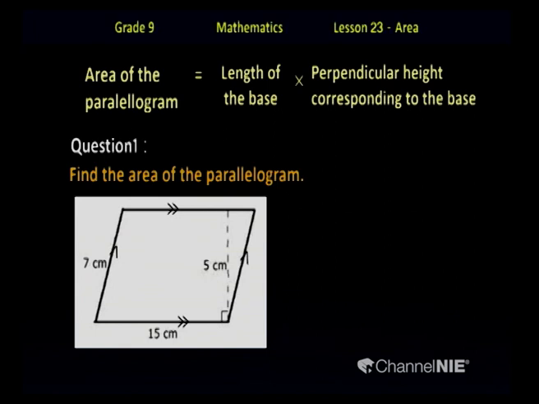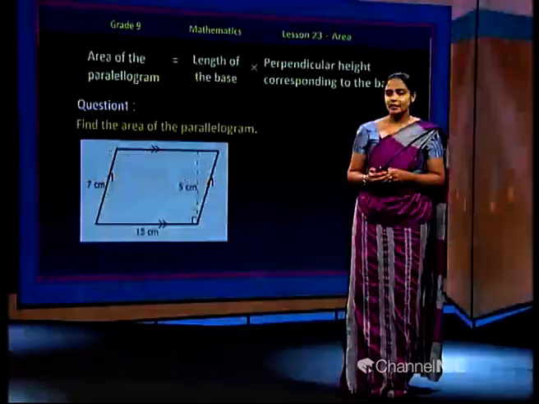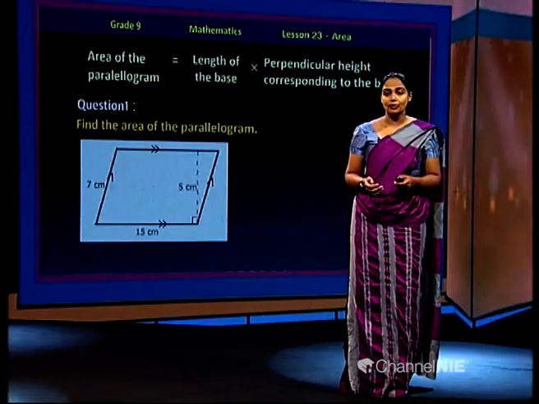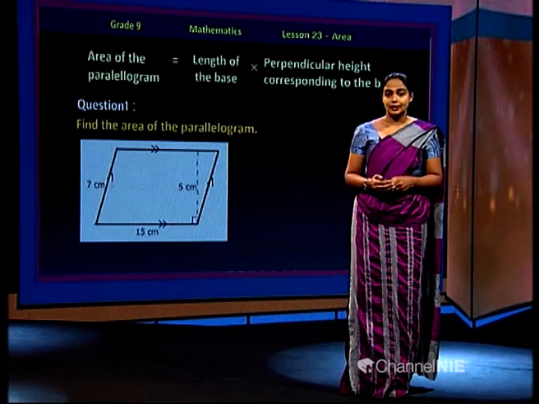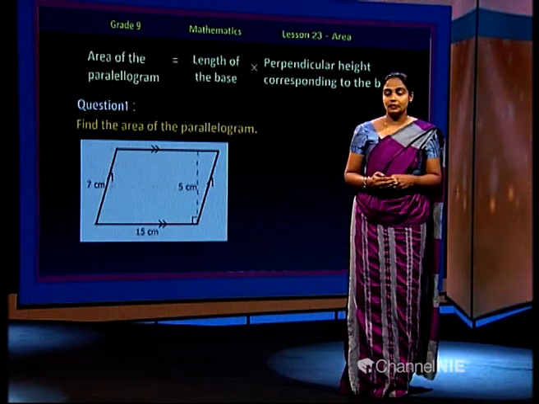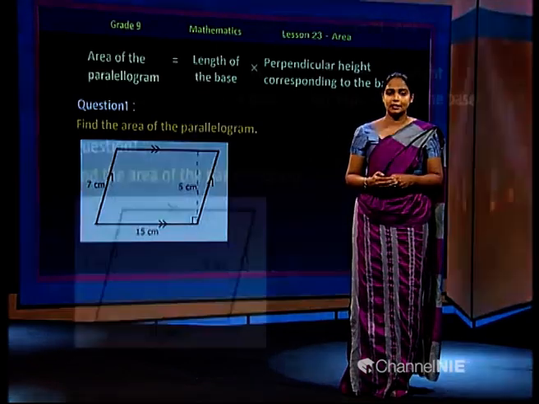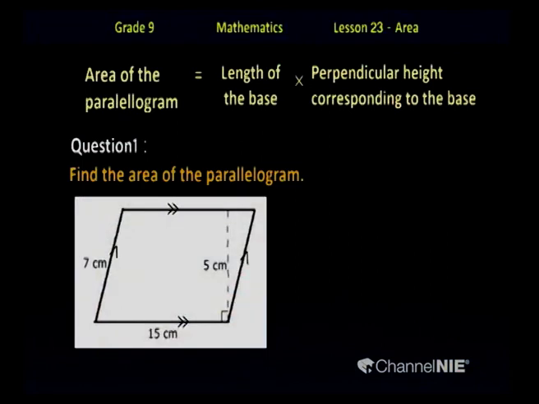You should select the correct base with the correct perpendicular height. Which is the base? Is it 7 or 15? It should be 15 because the perpendicular height is drawn from the side 15 centimeter. Then find out the area. Area is base into perpendicular height. We can write down 15 into 5. Answer is 75 square centimeters.